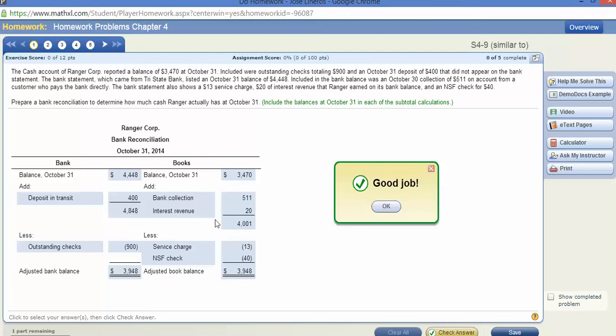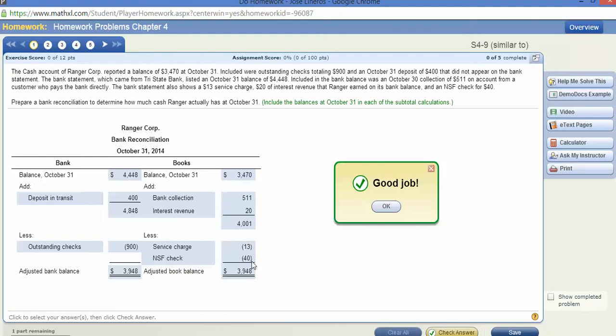You add what the books could not possibly know. The books don't know until they see the bank statement that the bank collected $511 behind your back, and that's okay. That's an agreement that was put in place. You're just being let known. They're letting you know once a month how much was collected on your behalf. You don't know about interest revenue until you look at the bank statement. You don't know about service charge until you look at the bank statement.